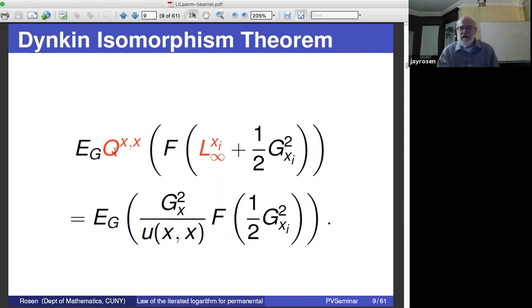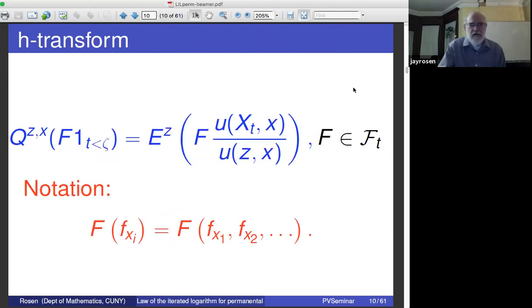This measure here is an h-transform. It's essentially telling you, you look at the process started at x. Well, here I started at z. And it's conditioned, zeta is the death time. We have a transient process. It's conditioned so it dies at x. So you start at z, you do whatever you want, until at the death time you end up at x. So let me go back again.